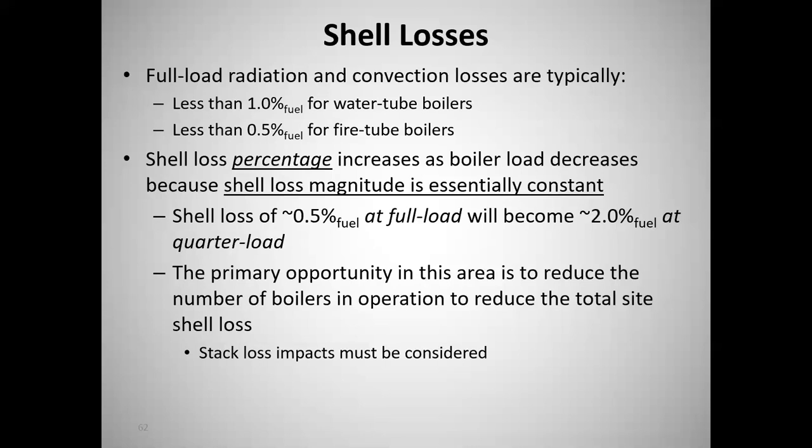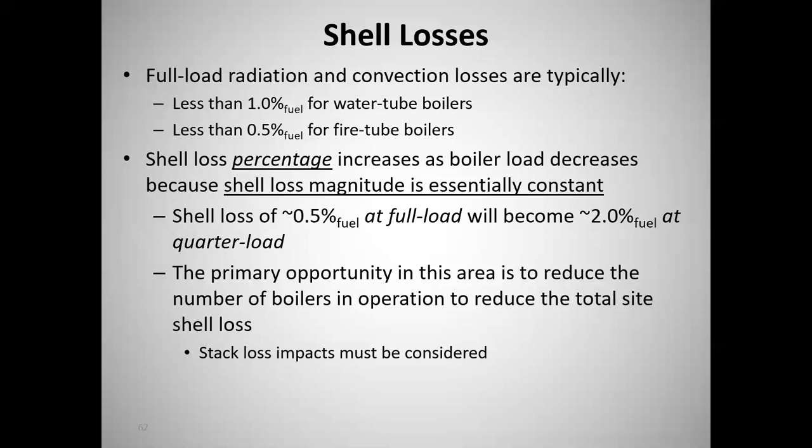And so if the number of BTUs lost is constant, but at full load I'm putting way more fuel into it, that's going to drive the percent down. If I'm only operating at 25%, but the shell loss is the same, I'm dividing by a number that's 4 times smaller on the input side. That makes the shell loss 4 times greater than it would be at 100% load. So that's where those numbers come from. So if we're 0.5% at full load, we go to 25% load, we can roughly multiply that by 4, and it goes to 2%.